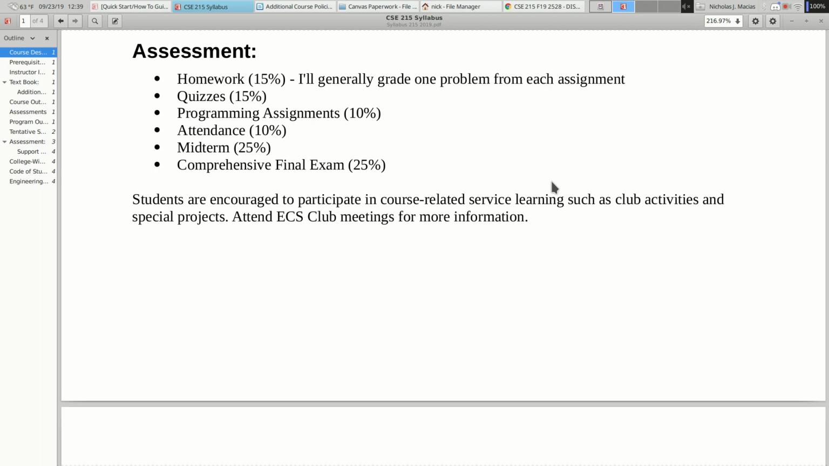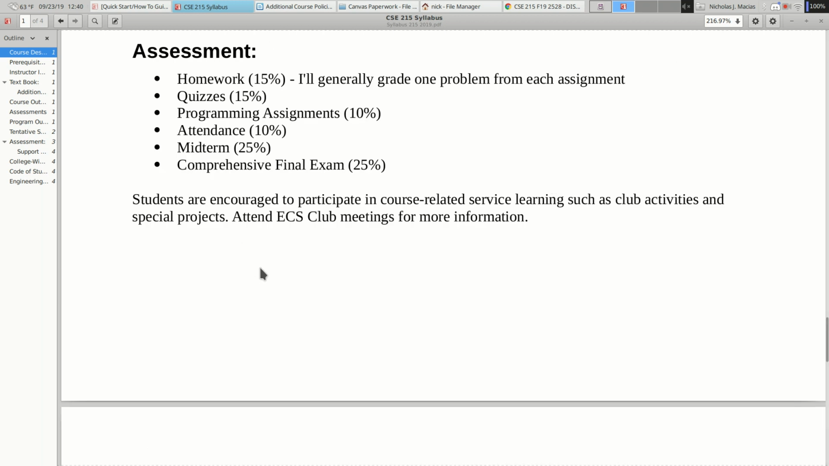There's a few quizzes throughout the term. Those will be a total of 15%. Those are closed book, open note, a few pages of notes allowed. A couple of programming assignments are worth 10% of your grade, attendance is worth 10% of your grade, and then a midterm and a final are 25% each. It's a pretty straightforward grade calculation.